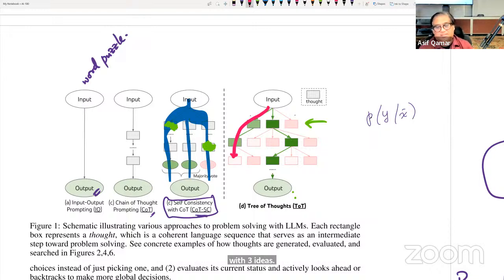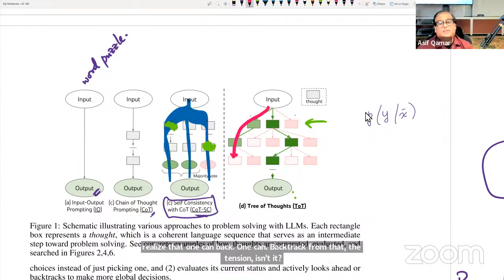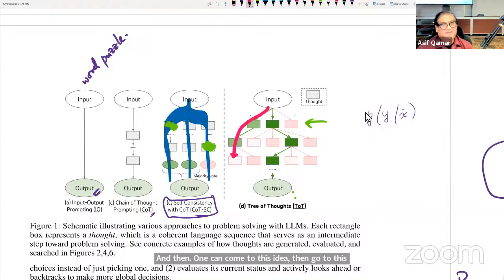So you kept 2 ideas, the 2 green ones, the left and the middle one. But if you pursue the left idea, it led to another good enough idea in the second thought, but actually a roadblock on the third one, isn't it? A really bad third step. So, right, you realize that one can backtrack from that potentially, isn't it? And then one can come to this idea, then go to this idea, and so on and so forth. There is a way to backtrack efficiently and make progress. What is the virtue of this compared to the COT with self-consistency?